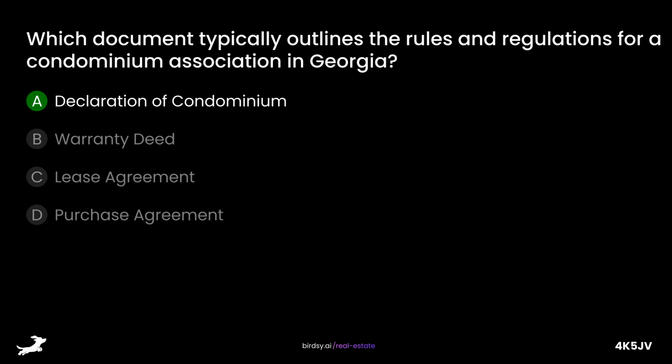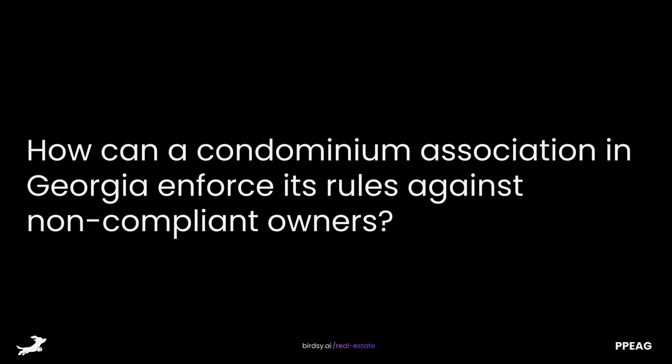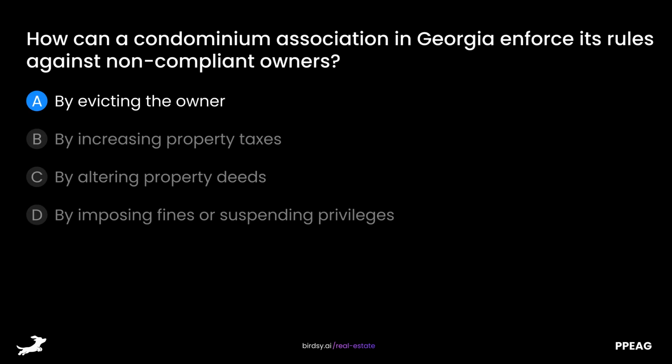Declaration of Condominium. The Declaration of Condominium outlines the rules and regulations for a condominium association, detailing the rights and responsibilities of unit owners and the association. How can a condominium association in Georgia enforce its rules against non-compliant owners? Is it A. By evicting the owner? B. By increasing property taxes? C. By altering property deeds? Or D. By imposing fines or suspending privileges? The answer is D. By imposing fines or suspending privileges.